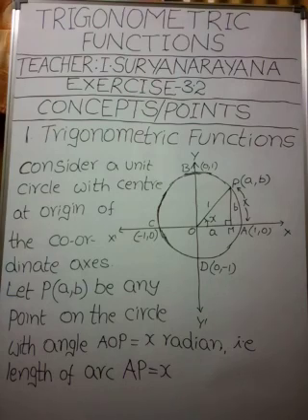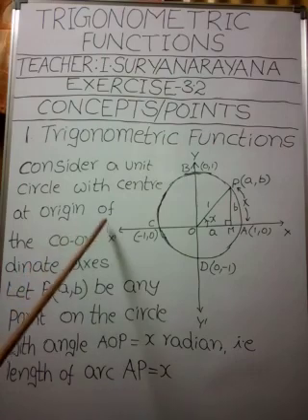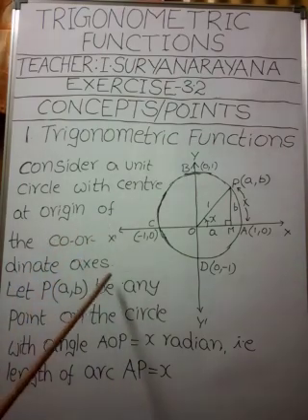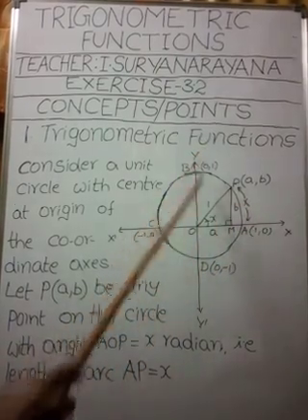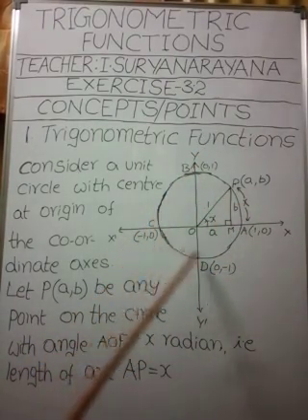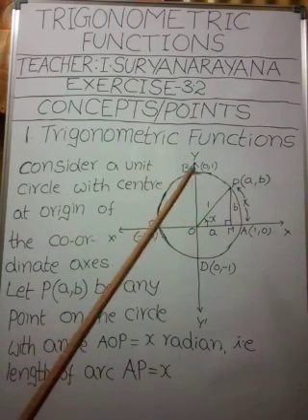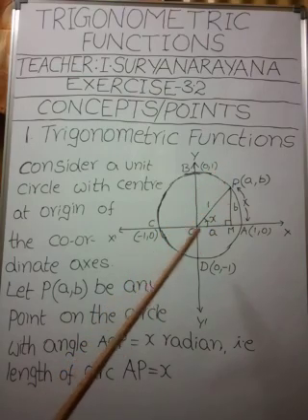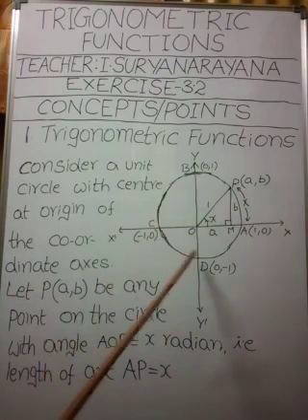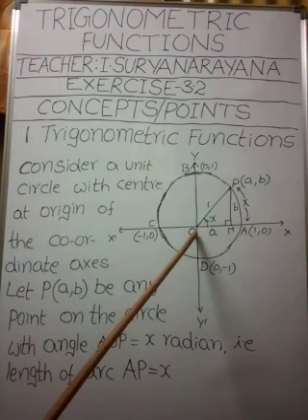Okay, my dear children. So now consider a unit circle with the center at origin of the coordinate axis. See this figure. This is the coordinate axis, x-axis and y-axis. We have taken a unit circle. Unit circle means the radius of the circle is 1 unit. And the center of the circle is taken as origin.